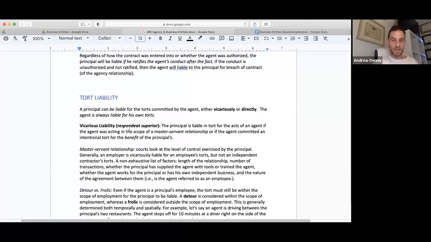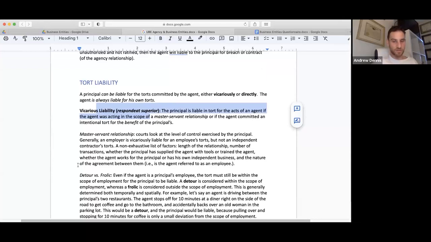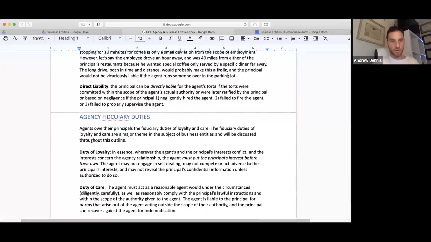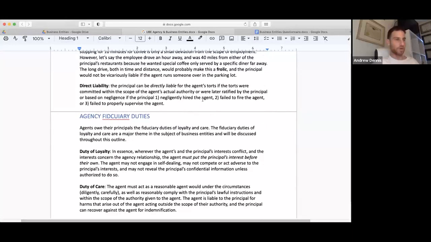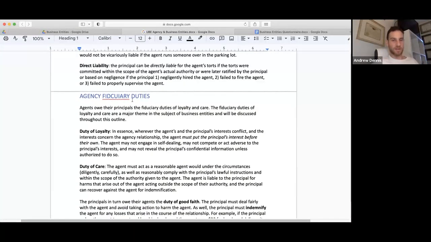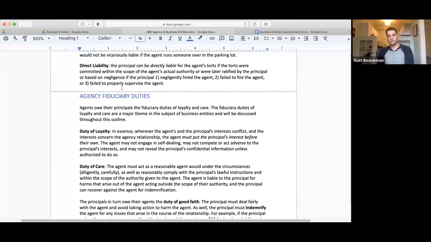Tort liability, we talked about in class. Gabrielle, I'm sure now you know respondeat superior, vicarious liability. We talked about the detour versus the frolic. The detour is when you get a cup of coffee. The frolic is when you really go outside the scope of your business, and the employer will only be liable for the detour, not the frolic. So duty liability also.